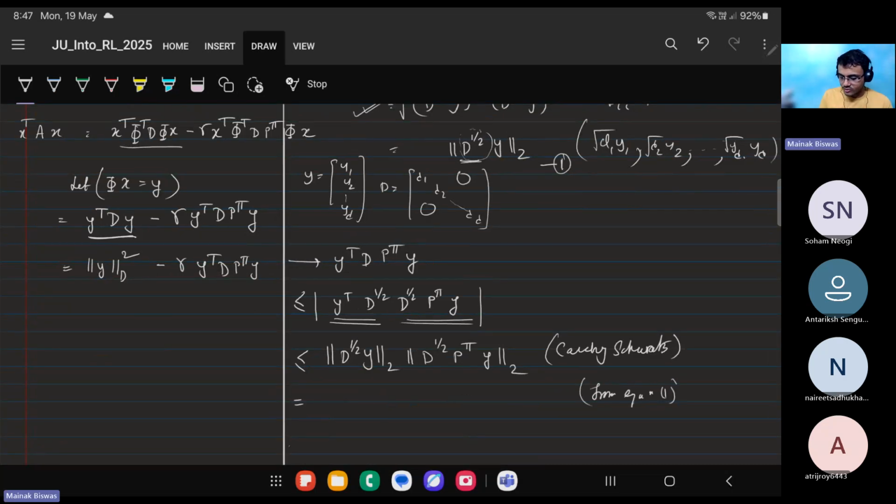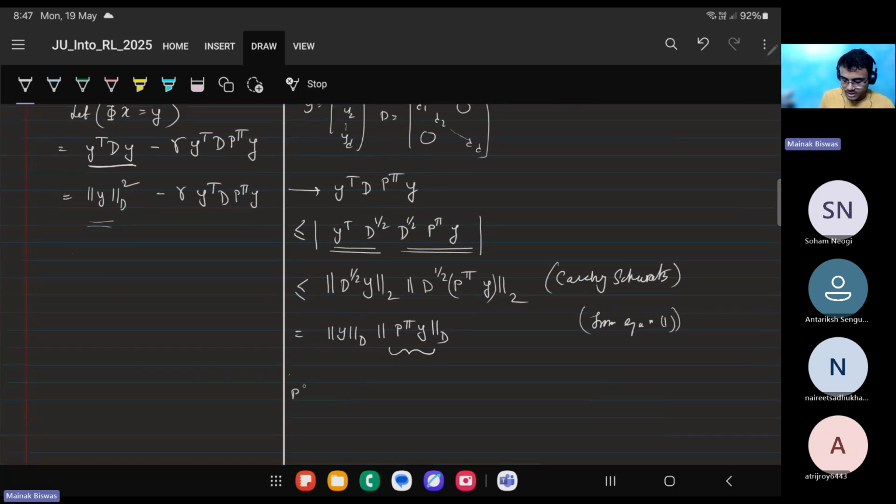Please help tell me what this equation will be. Can anyone tell me? Instead of the L2 norm, what can I write? I can write the D norm of y, and this is the D norm of P pi y. Correct? So all I have to do is play with this term. That's all I need to do. And then I can try to compare with this. How is it different or the same? So let's try and play with this term. It's P pi of y.